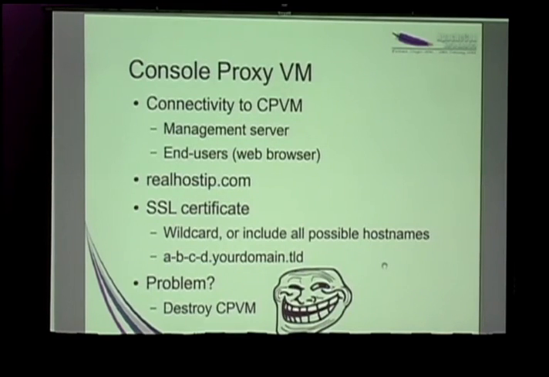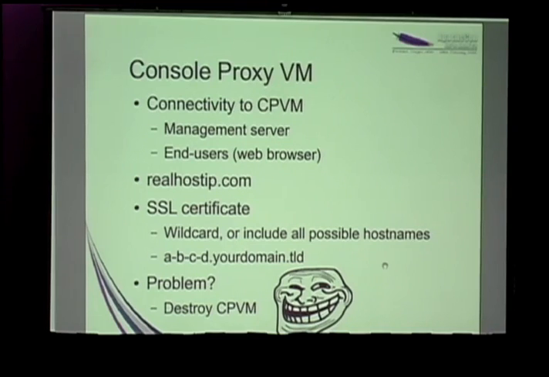So, console proxy VM, this is a common problem. You need to check two types of connectivity: from the console proxy VM to the management server, and from the console proxy VM to the end users. Basically, they're running a web browser connecting directly to your console proxy VM, and if they can't reach it, then it doesn't work.